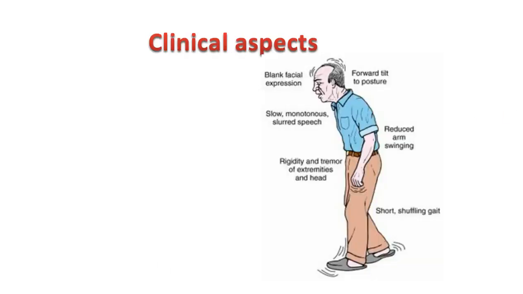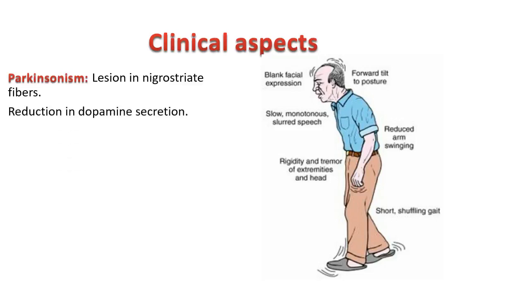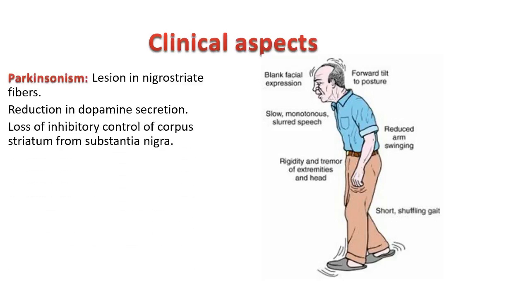Now coming to the clinical aspects. One most common clinical aspect is Parkinsonism. So nigrostriate fibers: from the substantia nigra, the fibers go to the corpus striatum, and there is reduced secretion of dopamine. This leads to a condition called Parkinsonism. So mainly the inhibitory control of the corpus striatum is lost. Substantia nigra, through its inhibitory neurotransmitters, controls the corpus striatum. So this inhibitory control is lost, and we see a list of symptoms.